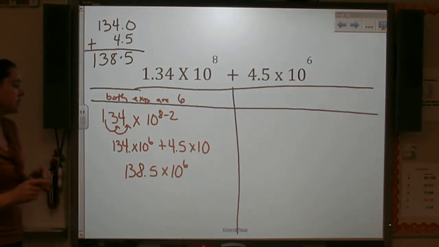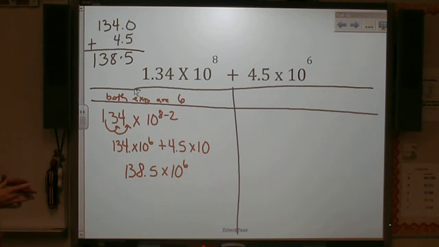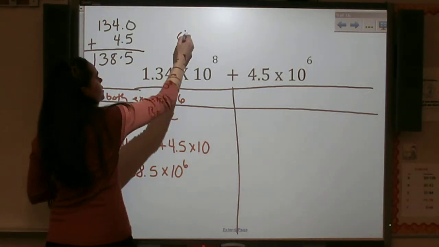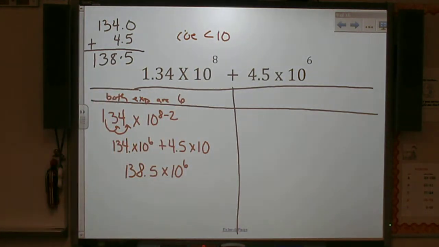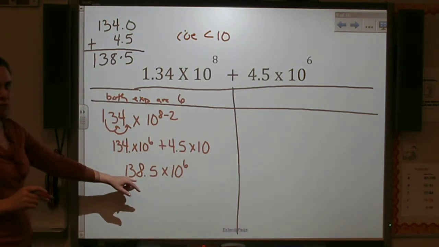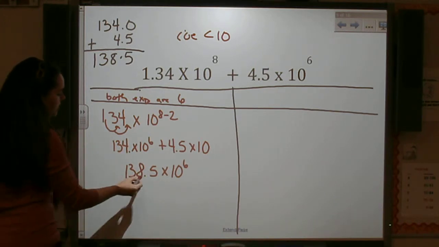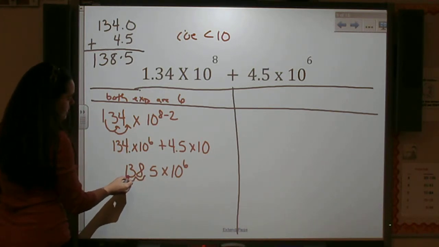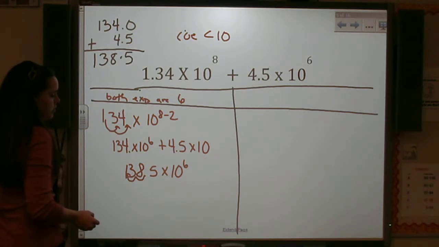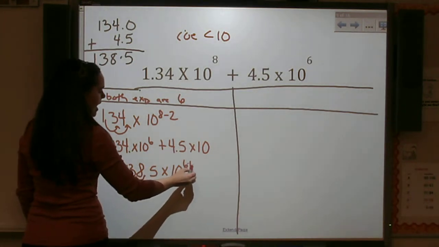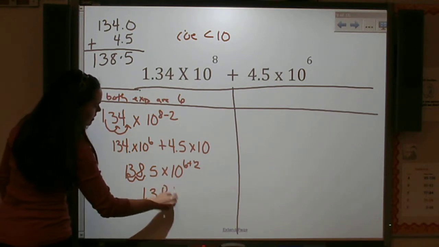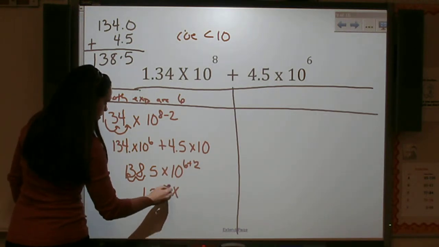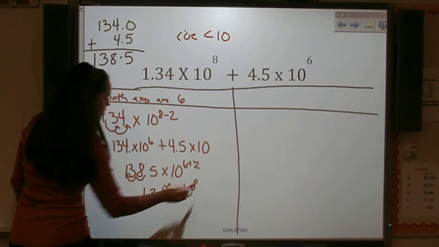Now notice this is not in proper scientific notation, because for proper scientific notation, your coefficient needs to be smaller than 10, but greater than 1. So right now it's much, much larger than 10, which means I need to move my decimal place 2 places to the left. Moving it left means I add 2, and I get 1.385 times 10 to the 8th.